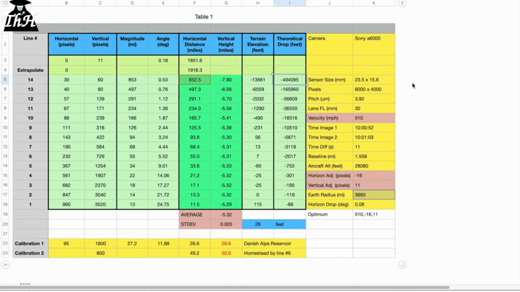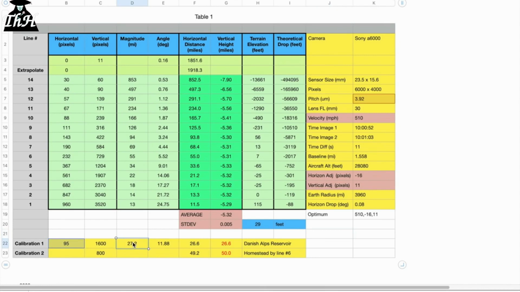Now let's continue. So what I've done here, I've taken the average of the vertical height and the standard deviation. So we're calculating how much the surface drops relative to the aircraft, and that comes out to about 29 feet. Just incredible accuracy there. And also the aircraft elevation is computed from that with the equation you see there. So it comes out to about the altitude we were flying at. Now we need to calibrate.